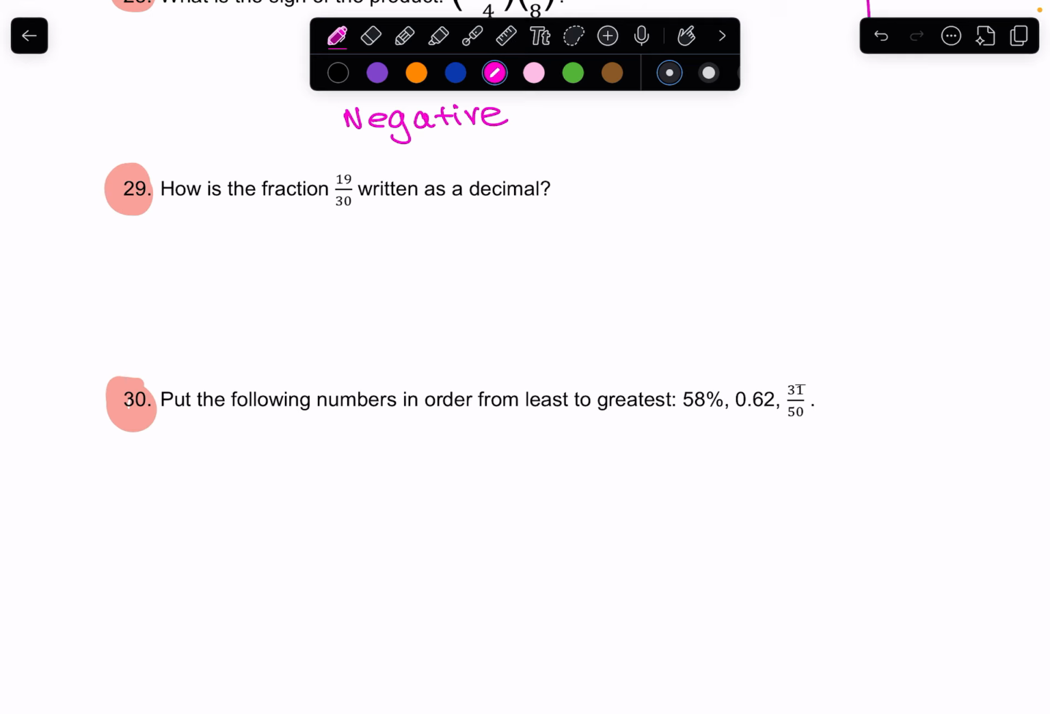Number 29, how is the fraction 19 over 30 written as a decimal? Again, use your calculator. There's 2 ways you could do it. 19 divided by 30, because a fraction represents division. When you do 19 divided by 30, you get 0.6333 repeating. So the repeating bar only goes over the 3 because it is the only number that is repeating. The 6 is not repeating. The other way you could do it, 19 ABC 30, second PRB, and you'll get the same thing.